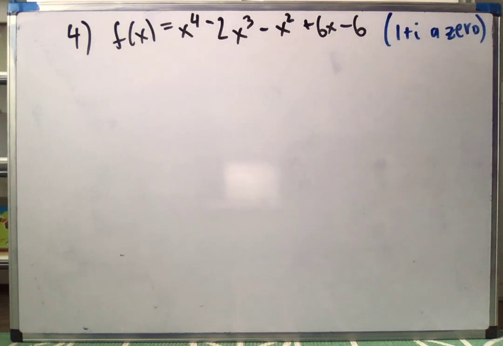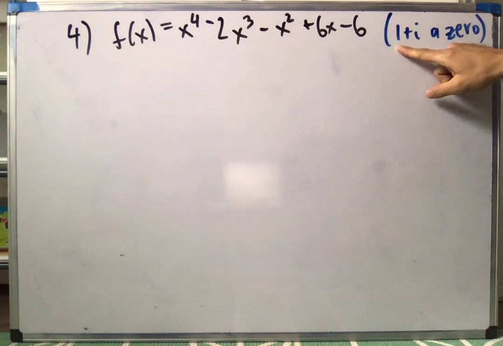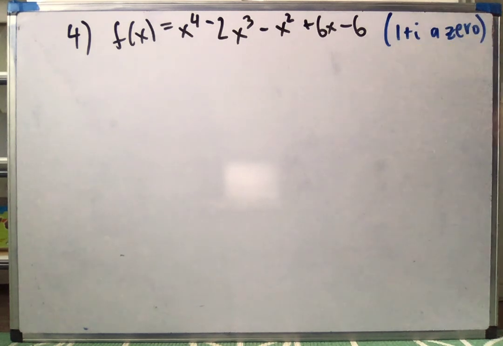Alright guys, last question from this section, 3.5. This one is the last type where it tells you to find the zeros, but it tells you also a hint, one of the complex zeros. It says 1 plus i is a zero.